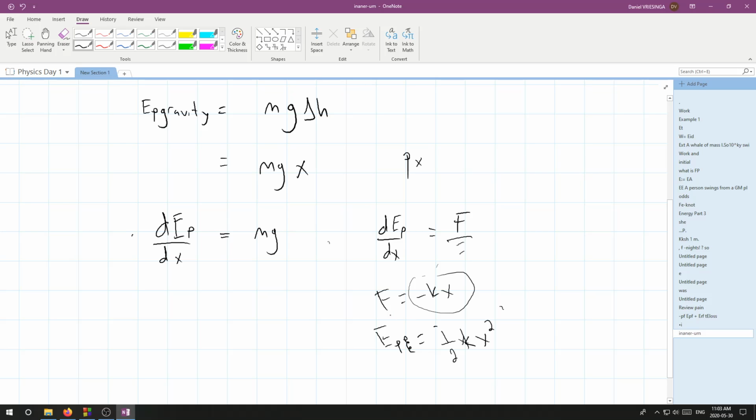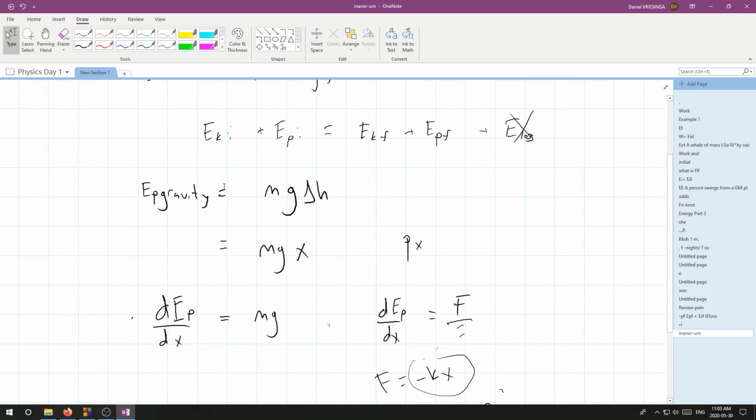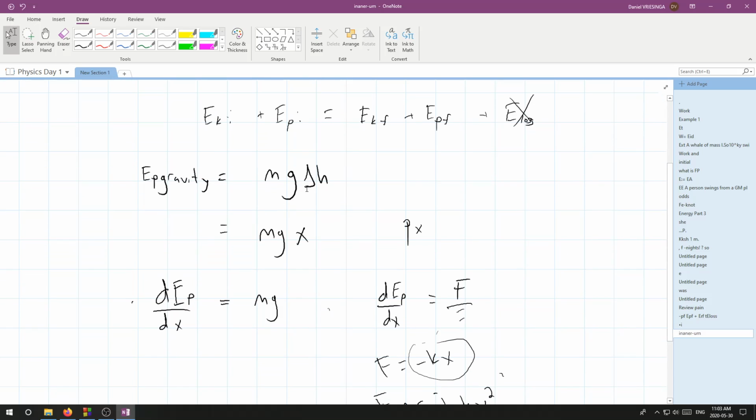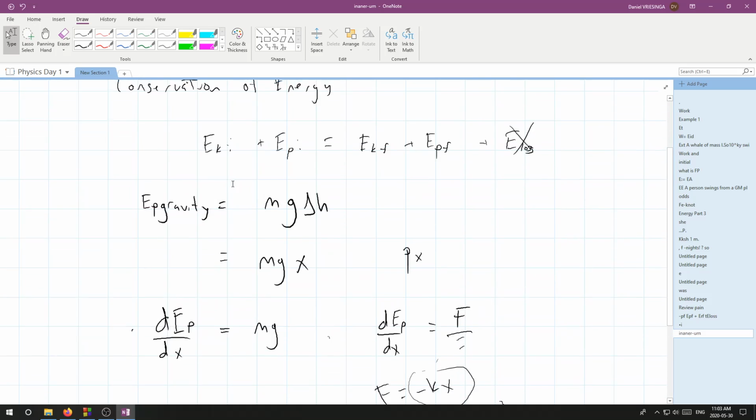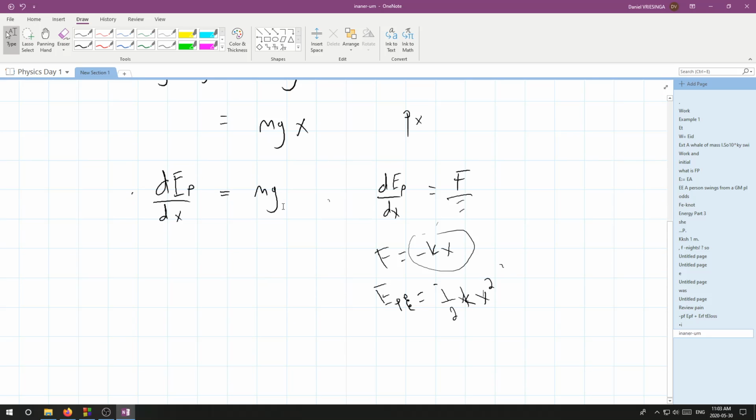Okay, so why would you use derivatives? Well, derivatives are important in physics when things are changing constantly, and we don't really ever get to use them because you don't learn them until grade 12, but they're really important in physics because in physics you're learning about stuff that's constantly changing. Okay, so that was our potential energy.